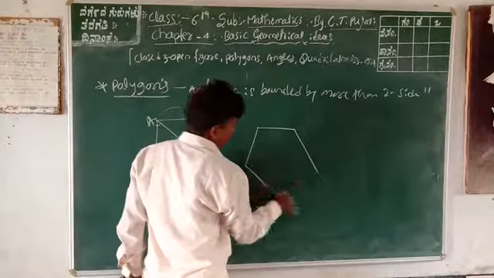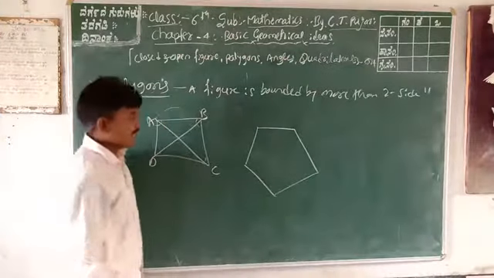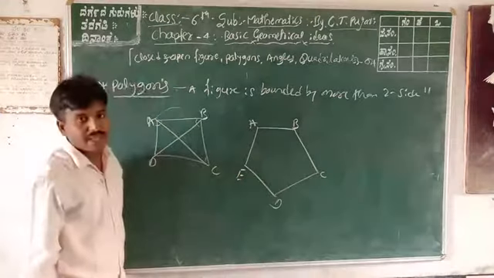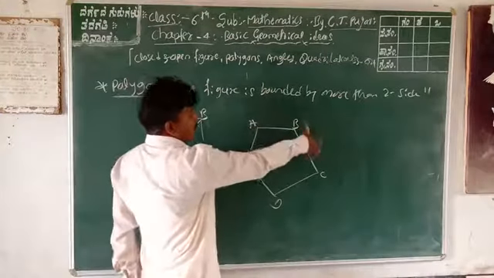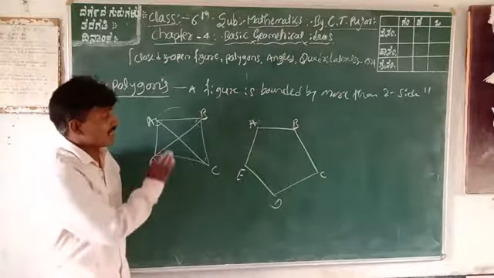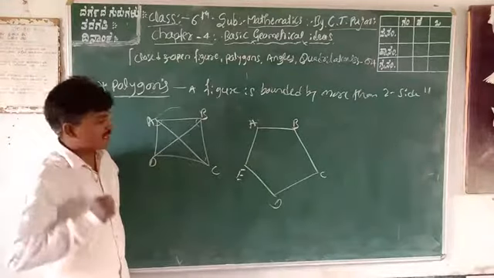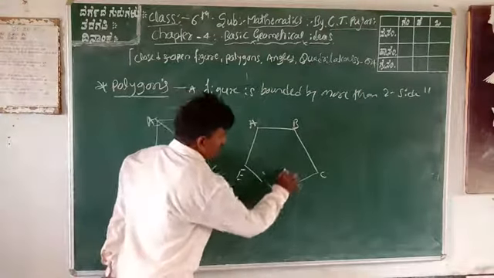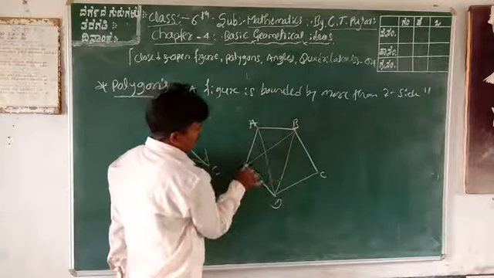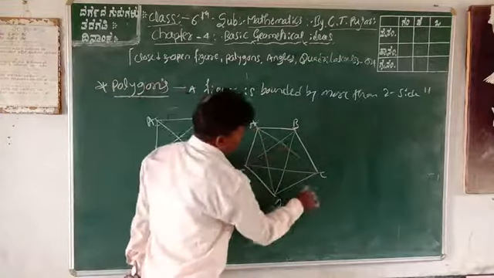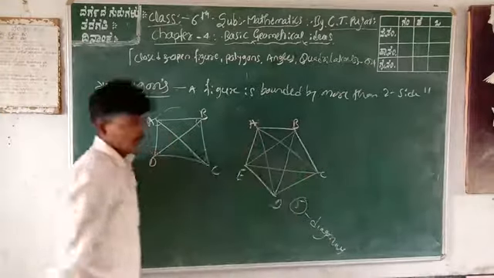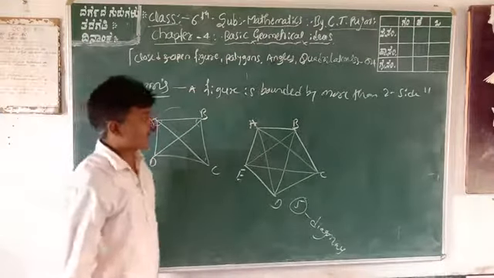And also the pentagon. Pentagon is one polygon. In this pentagon, five sides are here: AB one side, 2, 3, 4, 5 sides are here, and also five angles are here. In this polygon, how many diagonals are here? Diagonals means DB, DA, AB, EC, and last AC. Five diagonals are here. And also the diagonals formula is here.